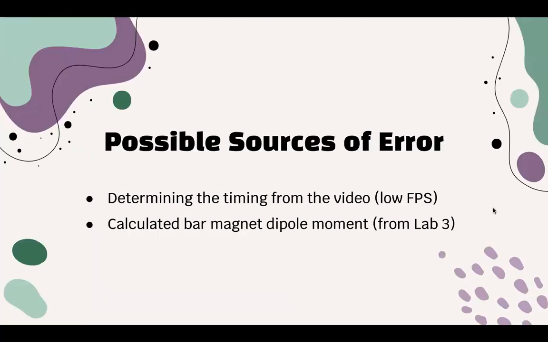Some possible sources of error were that I determined the timing of how long the bar magnet was in the tube from the video, but there were a small number of frames per second, so it might not have been very exact. And I used the calculated bar magnet dipole moment from Lab 3, which could have been erroneous.